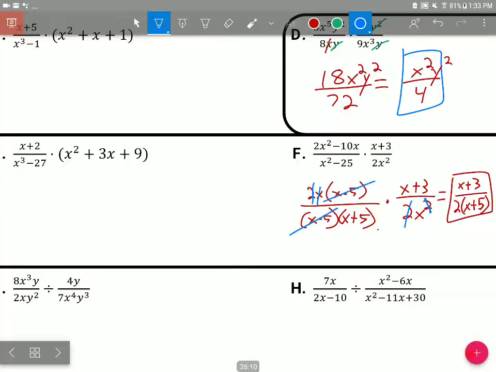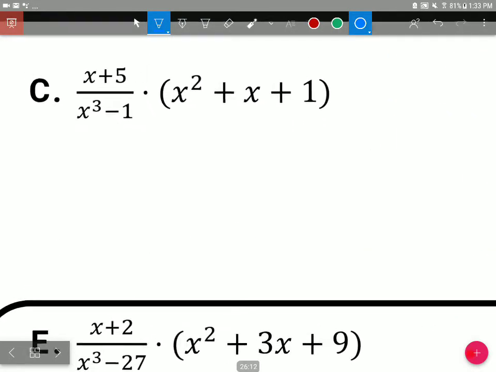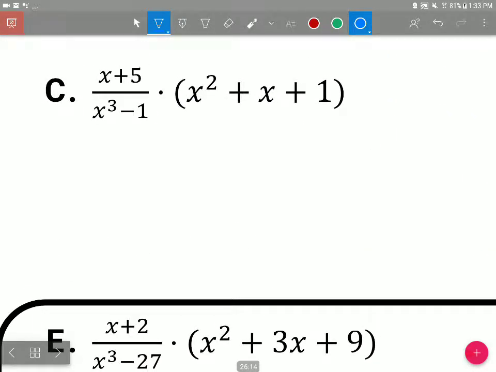All right, here we go. Letter C. All right. This one has a difference of cubes. We haven't done that in a while. Remember, we can take the cube root of both x cubed and x minus 1. So, let's start with the top. Can I do anything with an x plus 5? Can you divide anything with it? Can you factor anything? No, you can't do anything with it. So we're going to leave that alone.